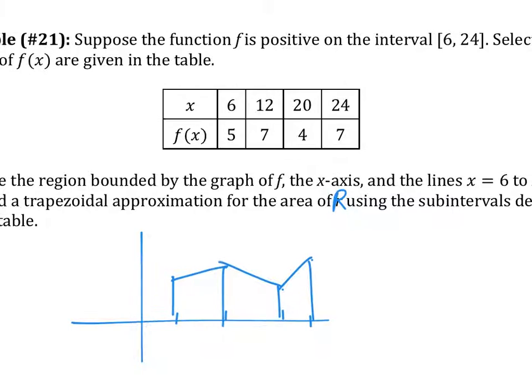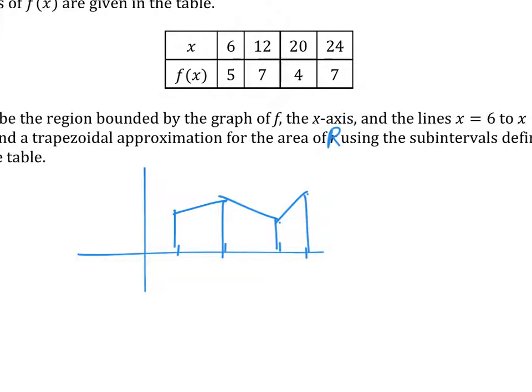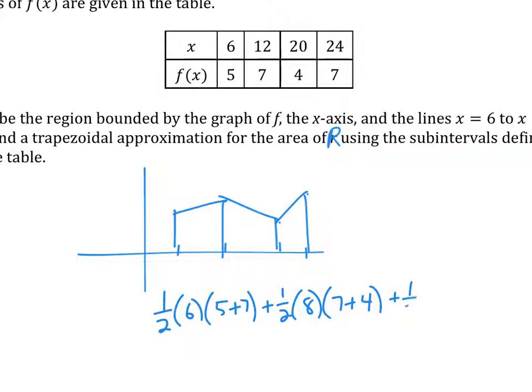Okay, so we're just taking the area for each trapezoid. So 1/2, first base is 6, and then the heights are 5 plus 7, plus 1/2 times 8, which is the second base, and then 7 plus 4. And then the last one is 1/2 times base, which is 4, and then 4 plus 7. Okay, the answer is 102.